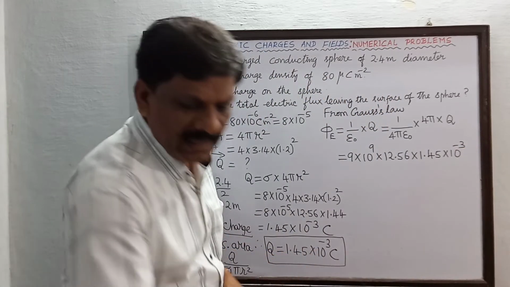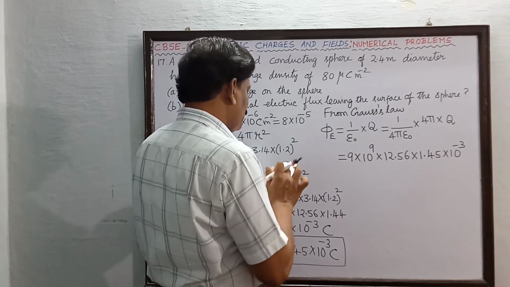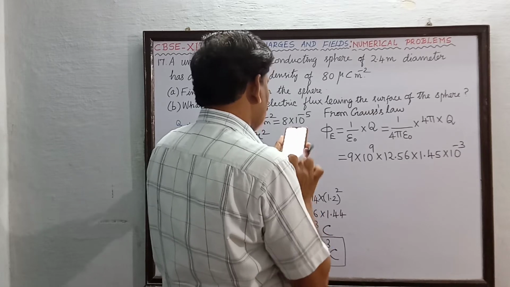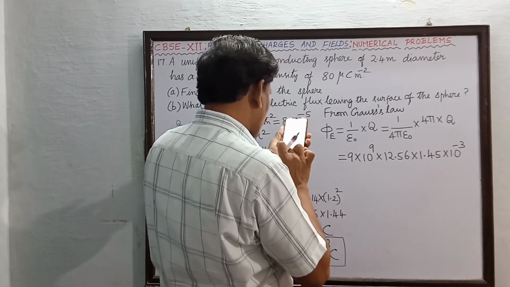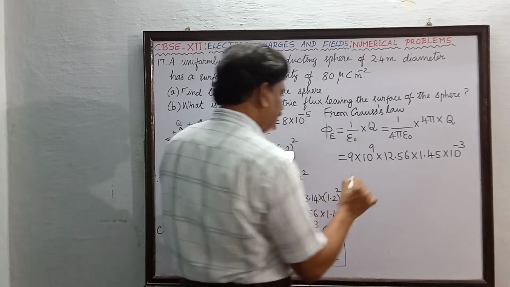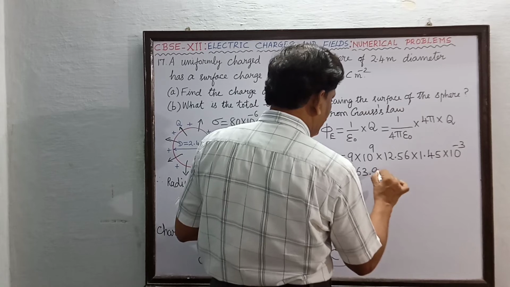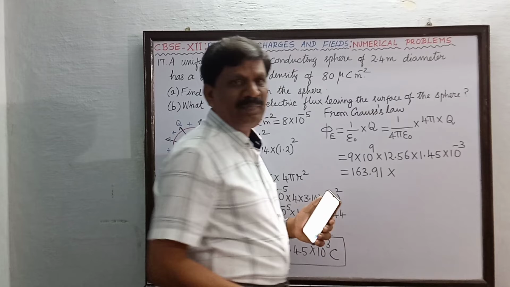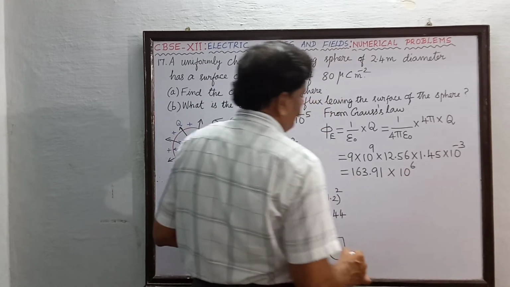So now I am going to multiply. Okay. So we have to find out the product now. So 9 into 12.56 multiplied by 1.45 is equal to 163.91, into 10 power plus 9 and minus 3, which will make it what? 10 power 6. So this is 10 power 6.